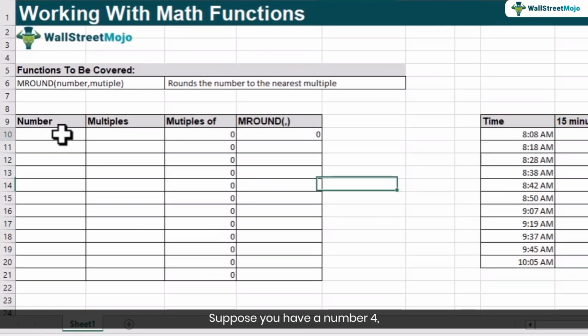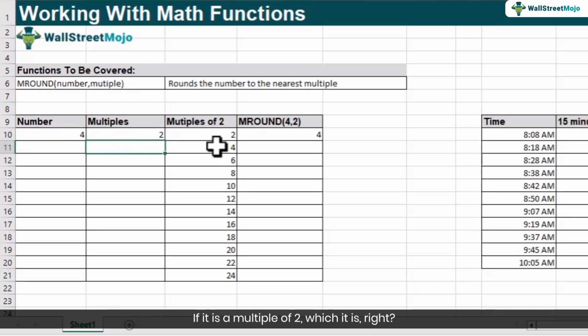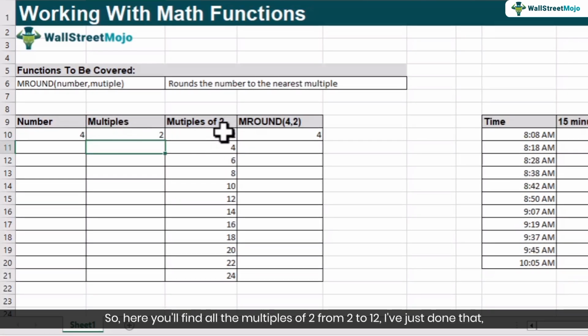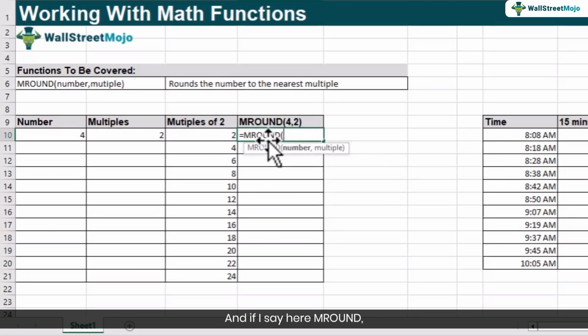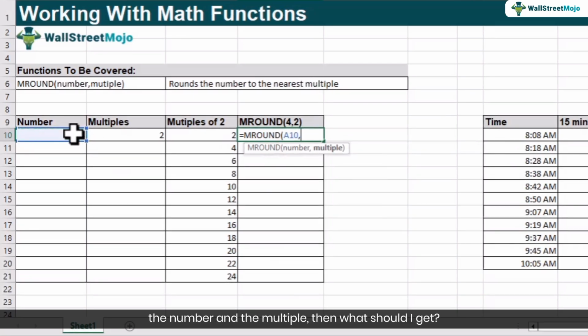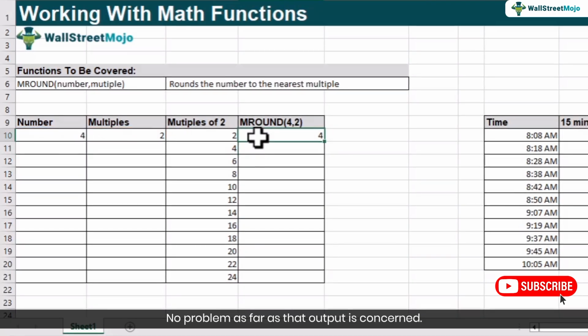Suppose you have a number 4 and you want to know whether this number 4 is a multiple of 2 or not. It is a multiple of 2, right? So here you'll find all the multiples of 2 from 2 to 12. I've just done that for you to refer to. And if I say mRound, the number and the multiple, then what should I get? I should get 4, because 4 is a multiple of 2, so it will display 4. No problem as far as that output is concerned.